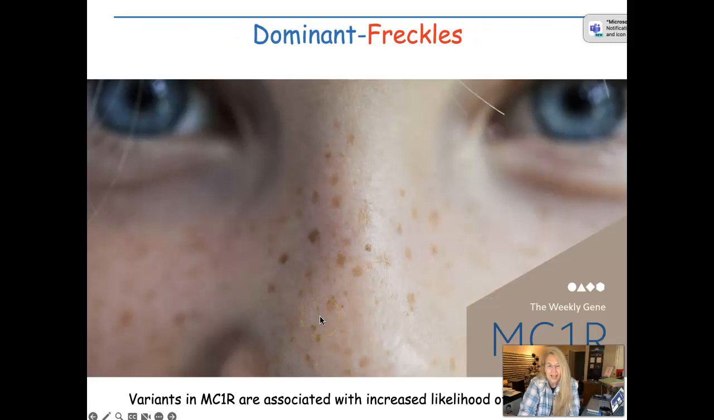Freckles. I have freckles, but they only usually show up if I go out into the sun. So lucky for me, I haven't gone out into the sun in a while. But freckles are dominant.